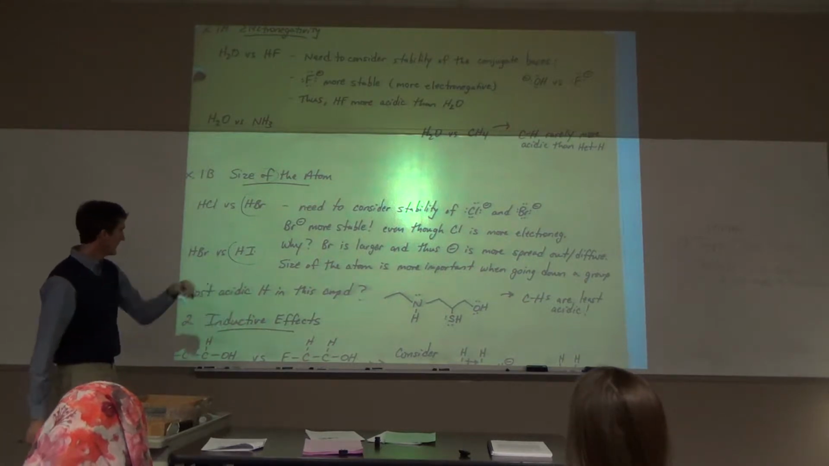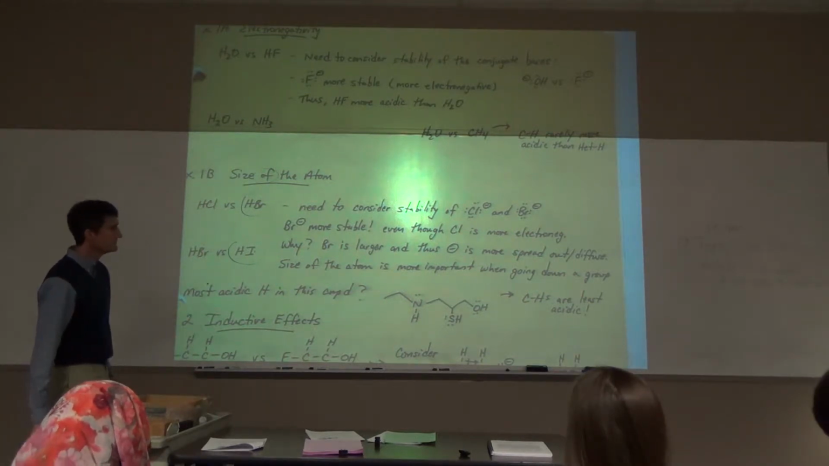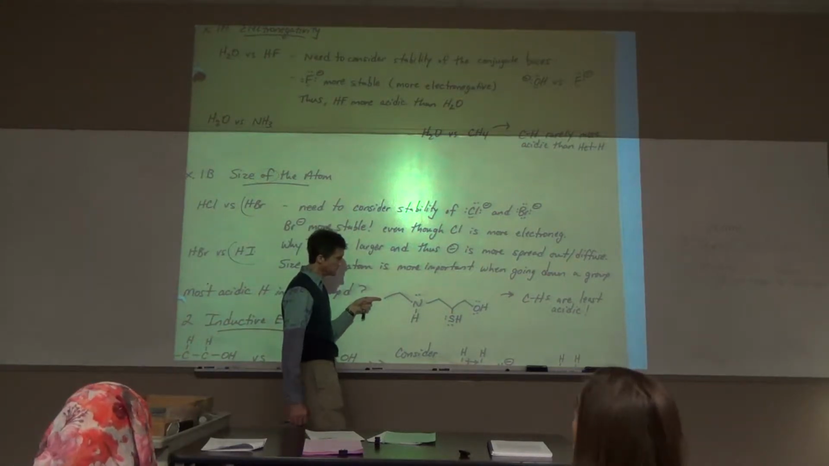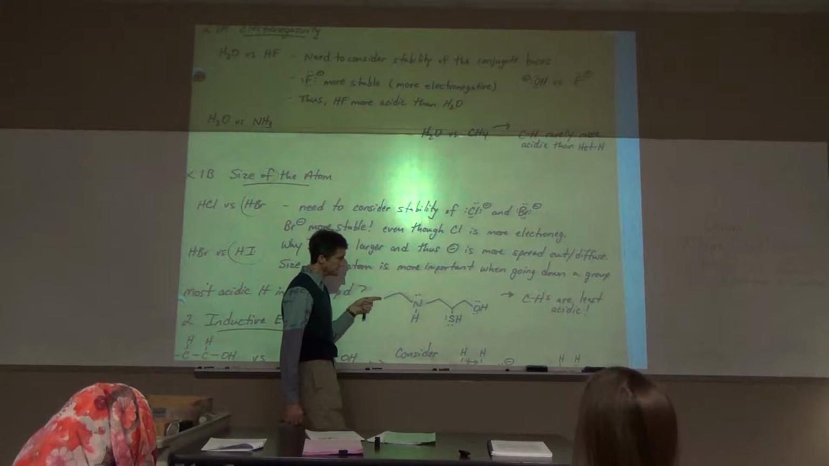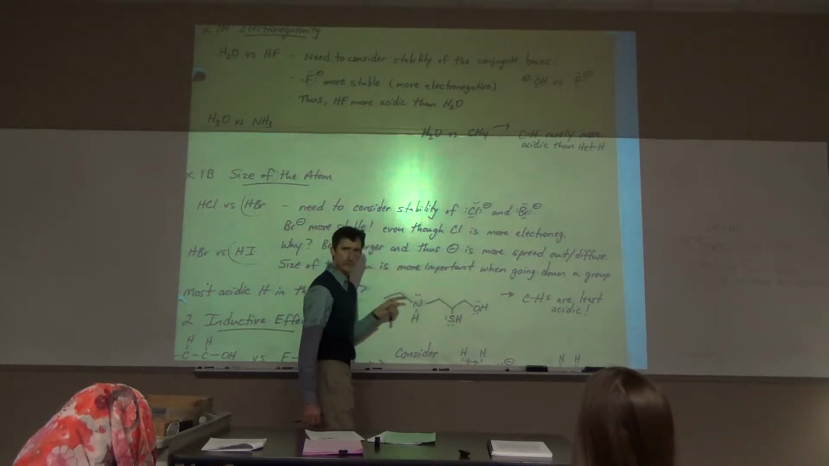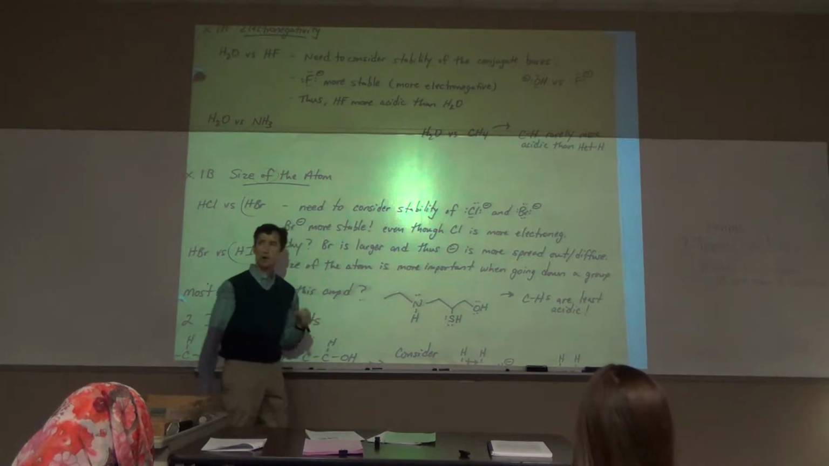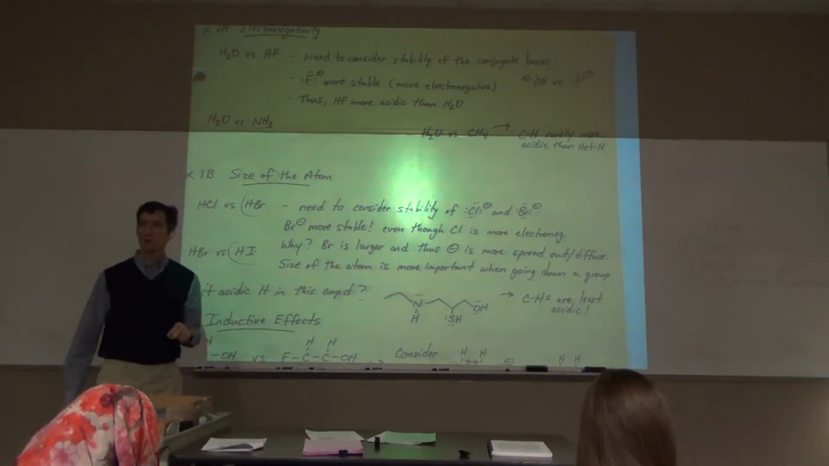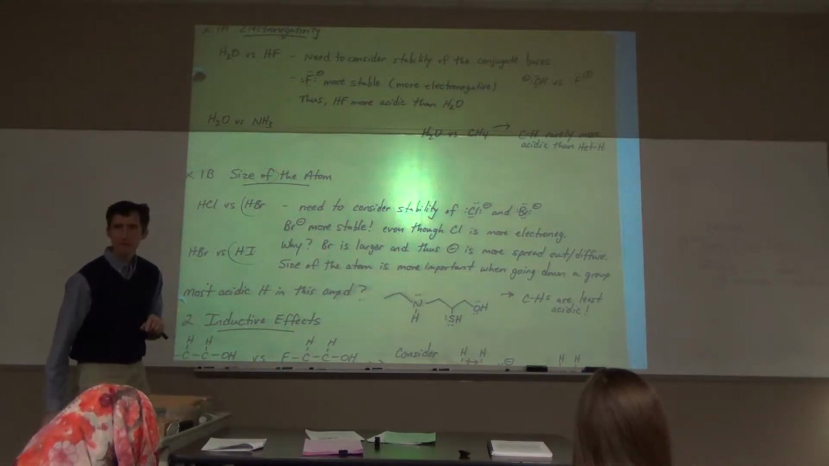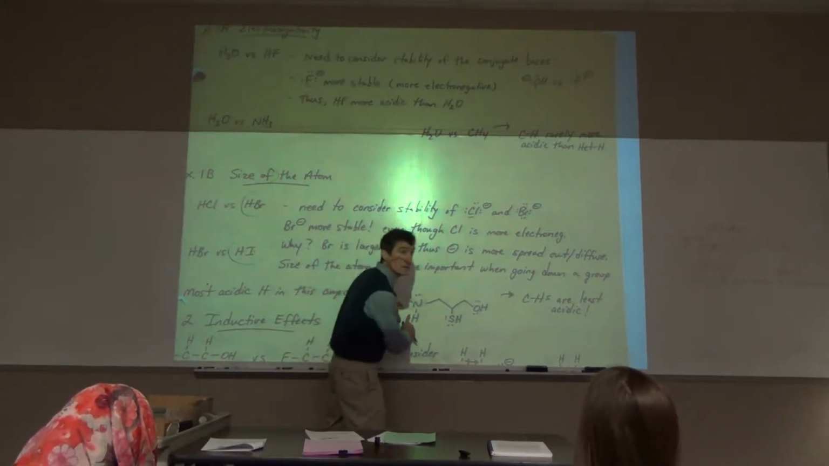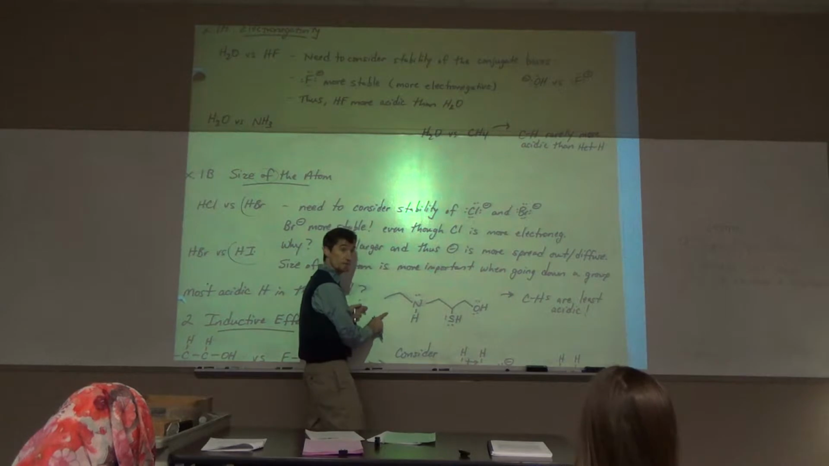What's the most acidic H in this compound? Most acidic H here? You got CHs, NHs, SH, and OH. Which is more acidic? The question is, where would you rather make an anion? Because when these serve as conjugate acids, they're going to become anions. Somebody again? SH?